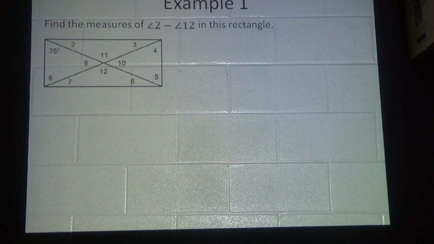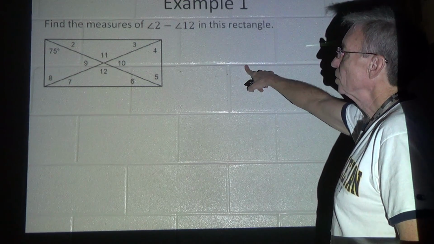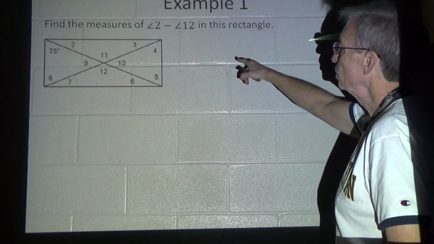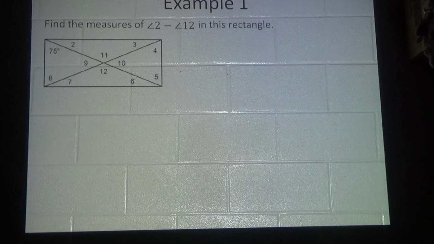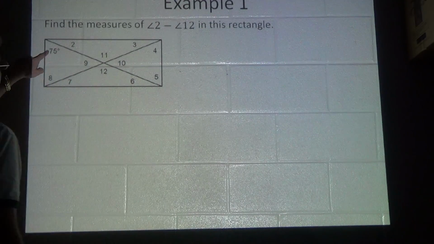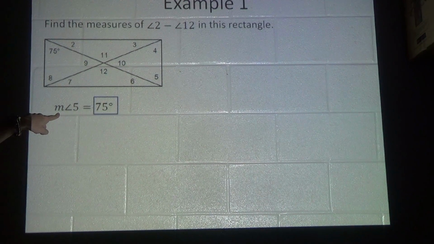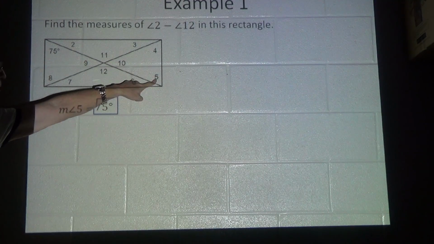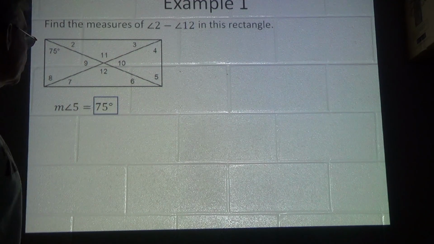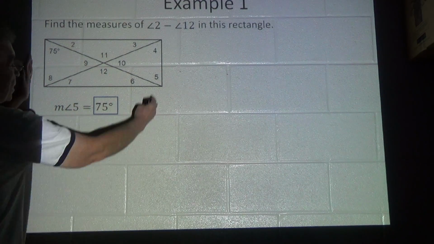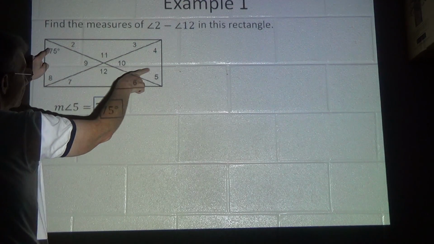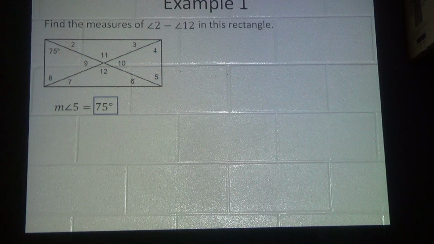Okay? So what they want us to do here, given all this information, is find the measures of angle 2 through angle 12 in this rectangle. Notice that they gave us a little bit of information. They told us this one angle up here is 75 degrees. So we're going to work from there. Example 1. We're going to find the measure of angle 5, which is this one down here, which is equal to 75 degrees, because since these lines are parallel and this is a transversal, these are alternate interior angles. So all those are definitions that you need to be aware of so that you can function with these.